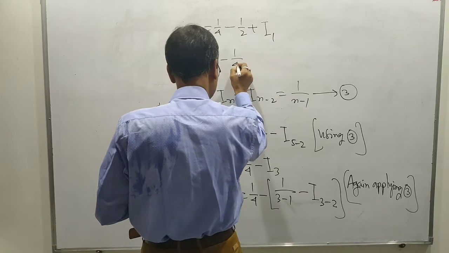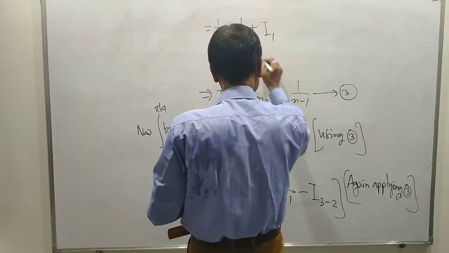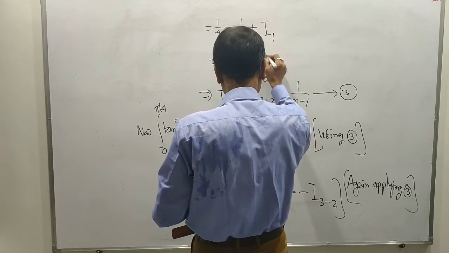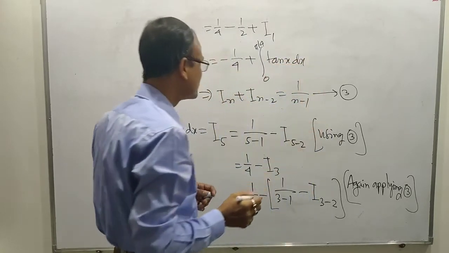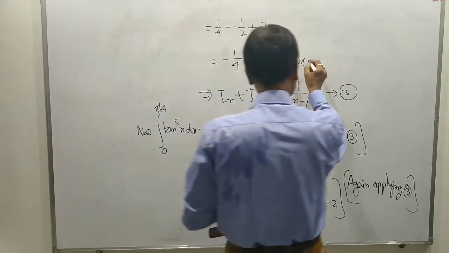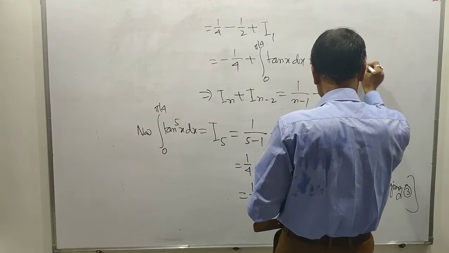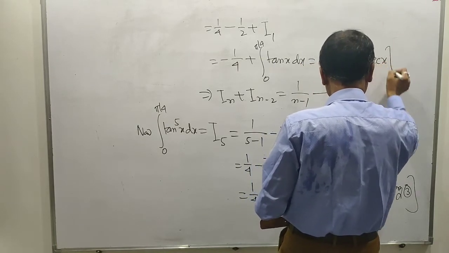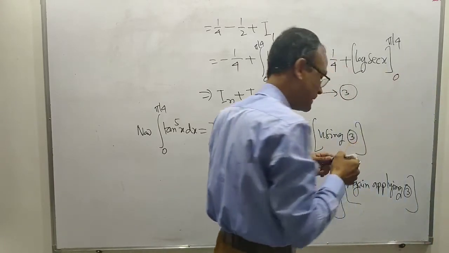This will be equal to minus 1 by 4 plus the integral from 0 to pi by 4 of tan x dx, tan x whole to the power 1 this time. This is equal to minus 1 by 4 plus it is nothing but log of sec x from 0 to pi by 4.